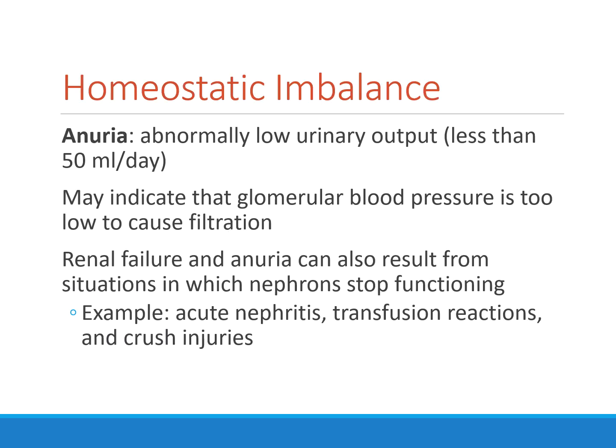And then finally for this section, anuria is abnormally low urine output, meaning less than 50 milliliters per day. This might indicate that the glomerular blood pressure is too low to cause filtration. Renal failure and anuria can also result from situations in which the nephrons have stopped functioning, in cases of acute nephritis, transfusion reactions, or crush injuries.